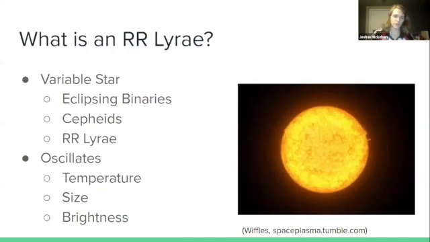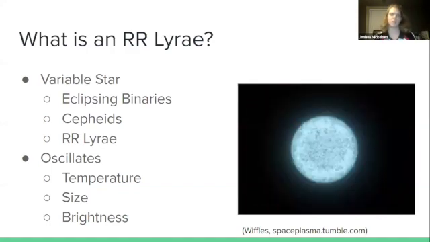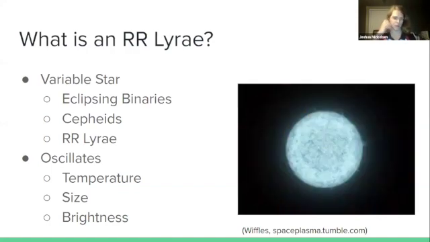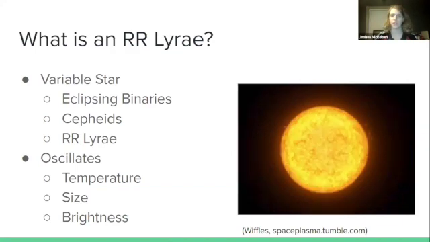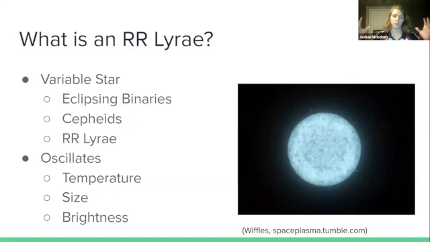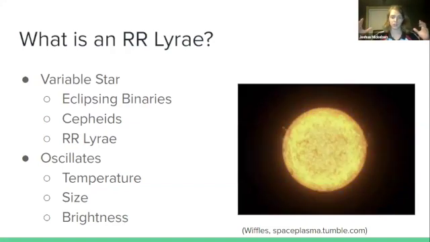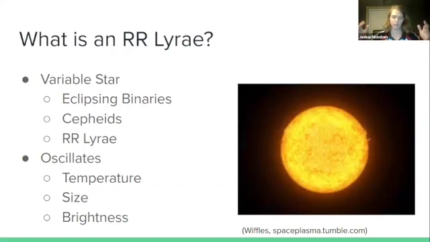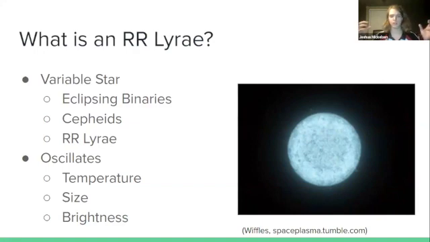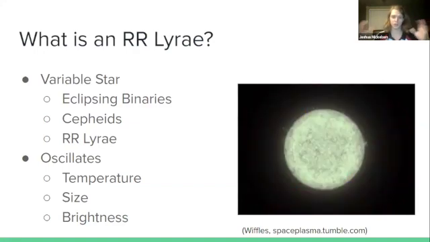Now, variable stars oscillate. And what that means is their temperature, size, and brightness changes. As you can see in the GIF on the right, as one of these stars has an imbalance between outward pressure and inward gravity, it keeps changing, so it will oscillate.